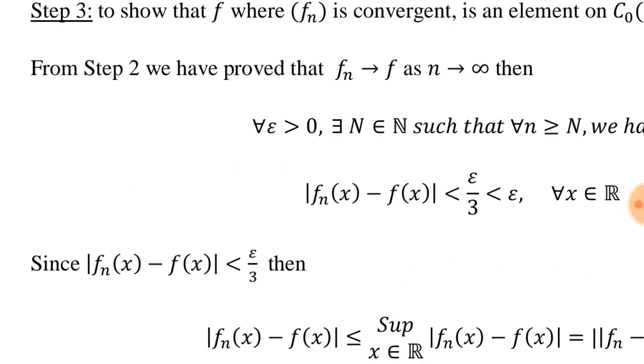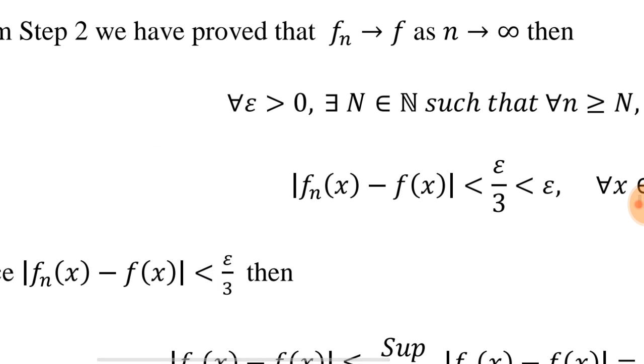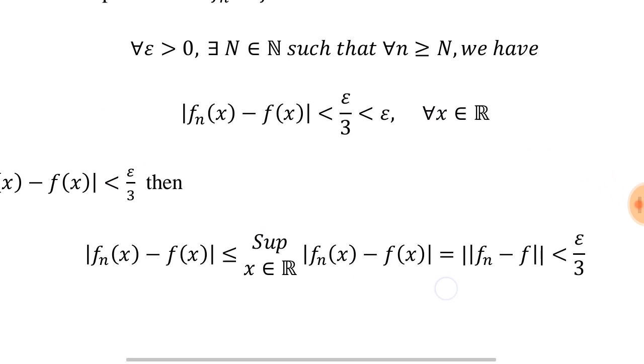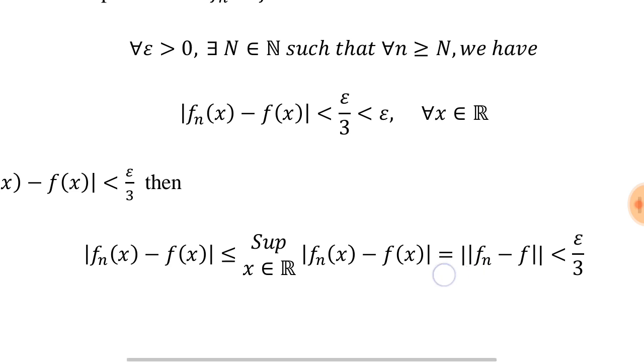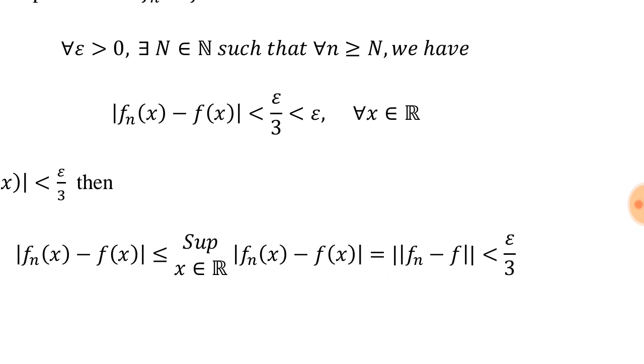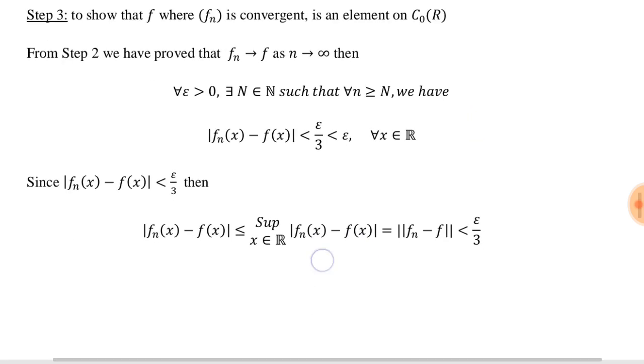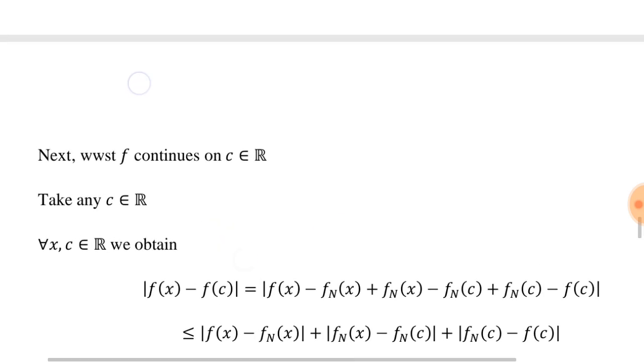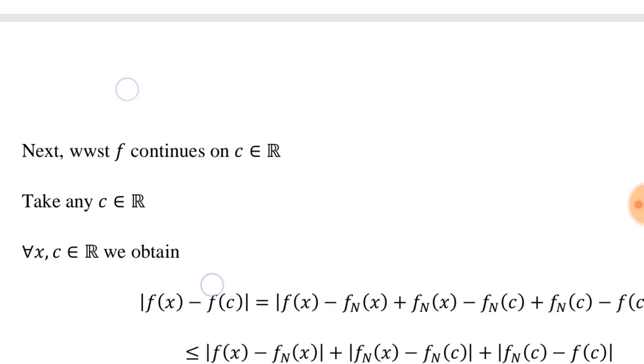Since the absolute value of f sub n of x minus f of x is less than epsilon over 3, then the absolute value of f sub n of x minus f of x is less than the norm of f sub n minus f, which is less than epsilon over 3. Next, we will show that f is continuous on C in R. Take any C in R.